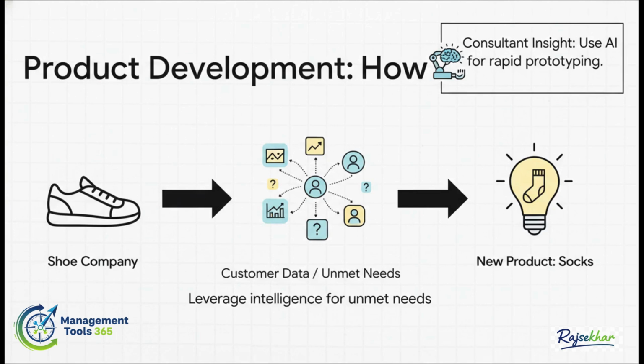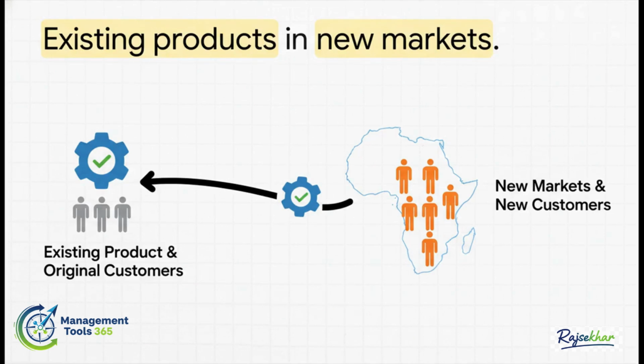It's not a wild guess. You're using your data, your relationships, everything you already know about them to figure out what they need next. The classic example is a shoe company that starts selling socks. It just makes sense.